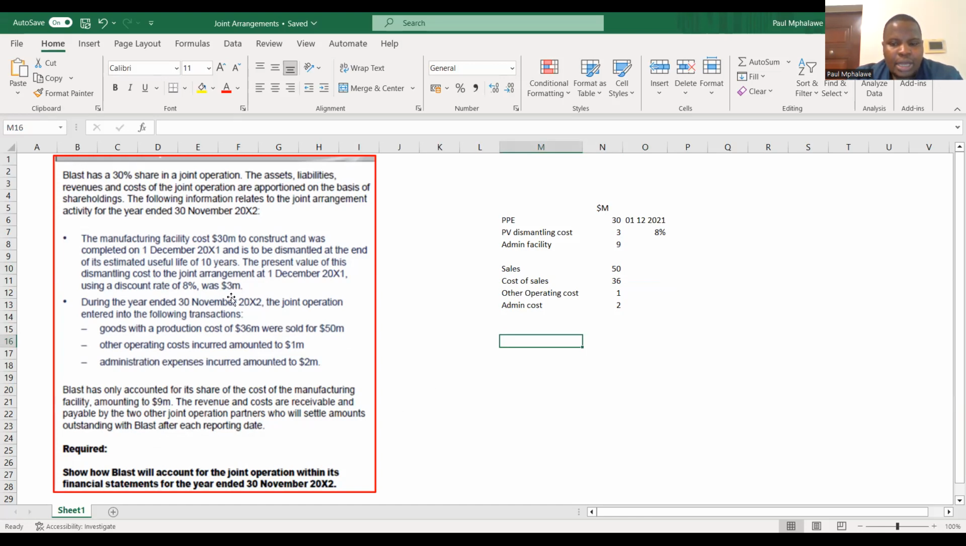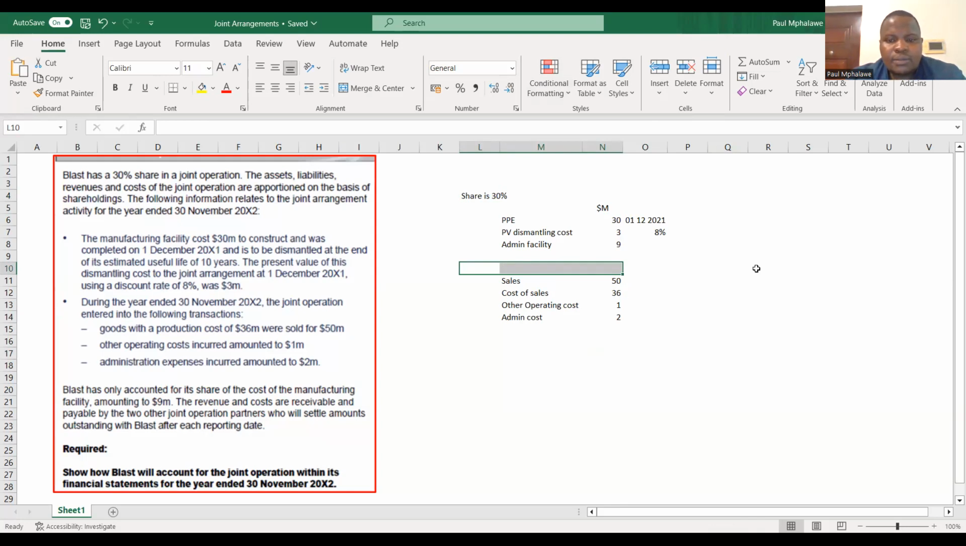Remember, in a joint operation, you need to account for cost, revenue, assets and liabilities with your share. The share here is 30%. Okay. The share for Blast is 30%. So how can this be accounted for? Since we are preparing the extracts, we have information with us here. What are we going to say?